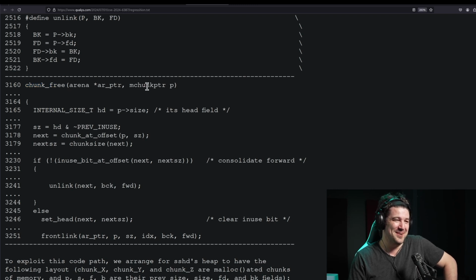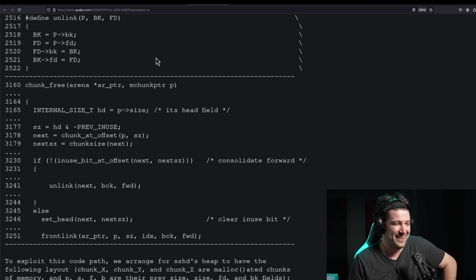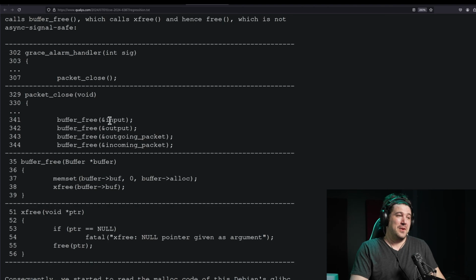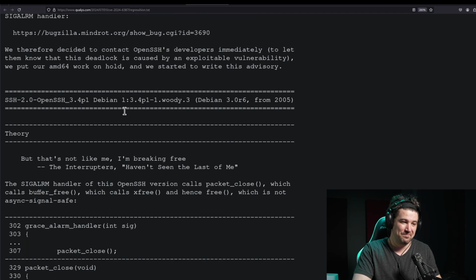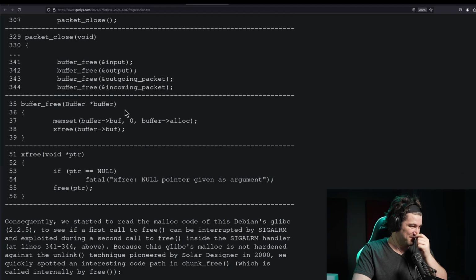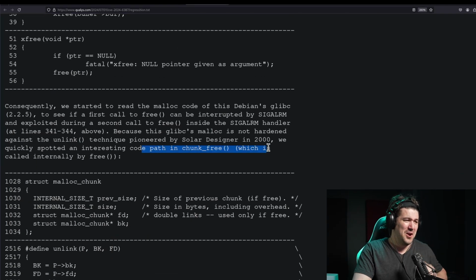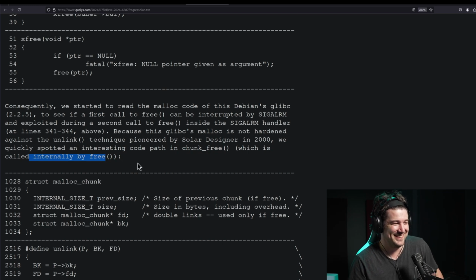We got the M-Chug pointer with the AR pointer. Okay, I'm sorry. Like I said, yes, which is called internally by free. MC Hunk Direct.